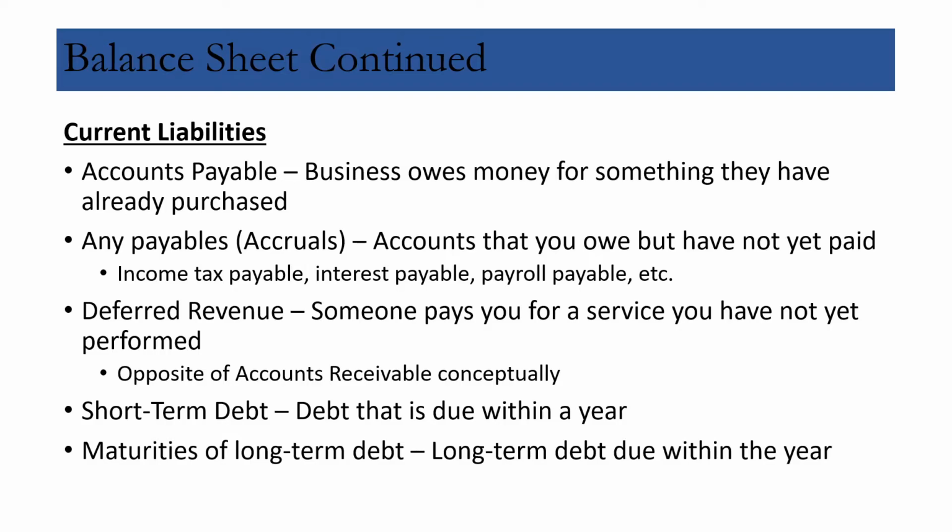You've got deferred revenue. This is when someone pays you for a service that you've not yet performed. The example that I got for learning this one was, if I am an athletic trainer, and somebody comes to me and says, here's $500 for the next month, I want you to train my kid. I have been given the money, but I owe him my service, right?